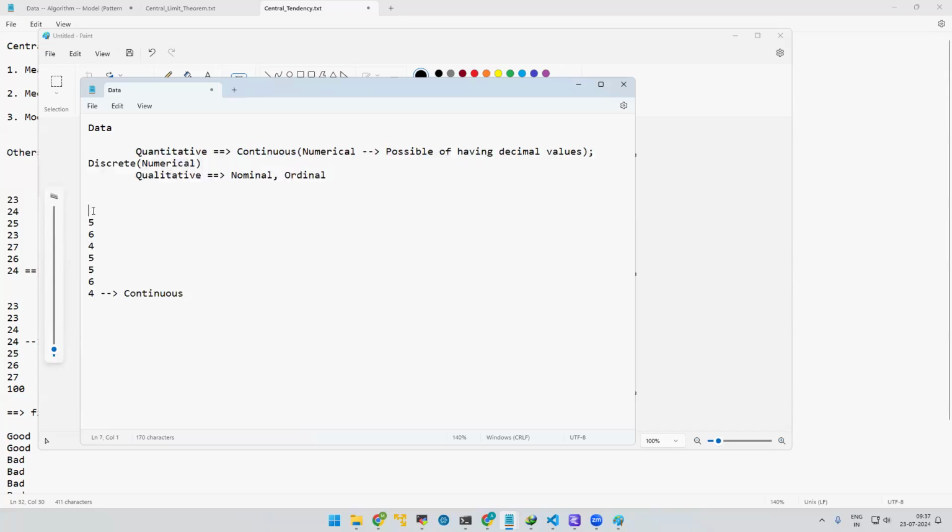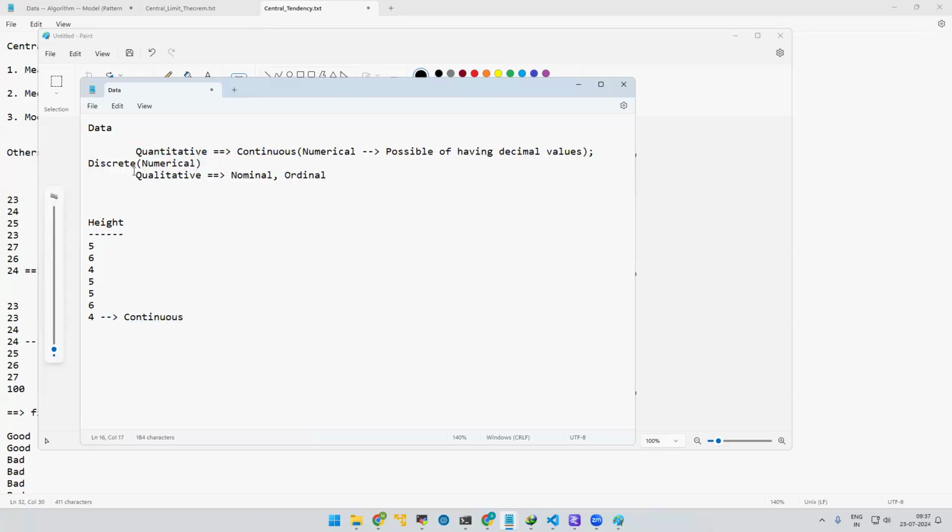Because if we find out the nature of the data, let's take height, there is a possibility of having 6.2. But in this particular data set, it doesn't contain any decimal values. It doesn't mean that there is no possibility. If there is a possibility, and it is numerical in nature, we call it continuous quantitative data. Clear?